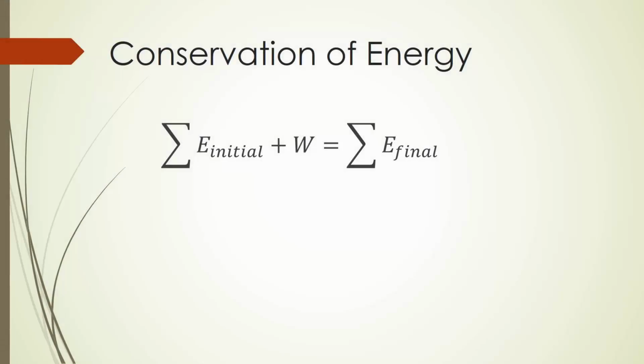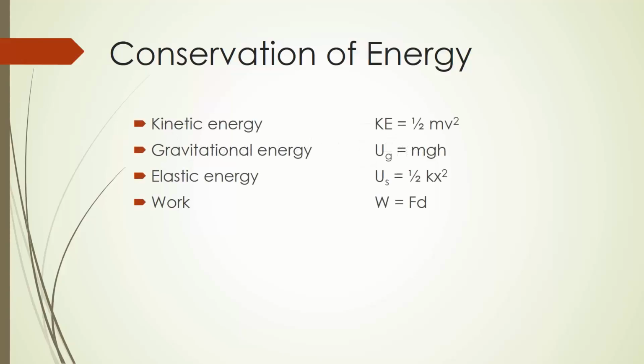The equation for energy conservation is the sum of all the initial energy plus any work done by outside forces is the sum of all the final energy. The forms of energy and their calculation for this activity are kinetic energy, gravitational energy, elastic energy, and work.